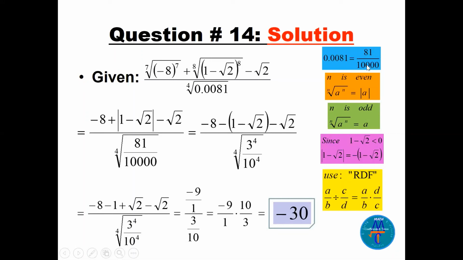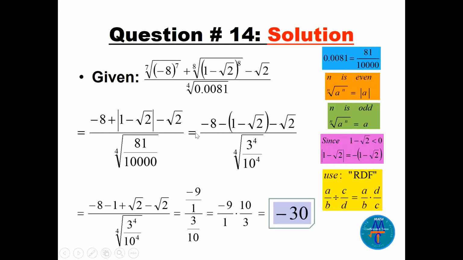0.0081, this is 81 over 10,000. See, instead of this, I can write a fraction. That's easy. 81 divided by 10,000, which is 3 power 4 divided by 10 power 4. And we have 4th root, and these are constants. So there is no need for absolute value. So this is 3 over 10.